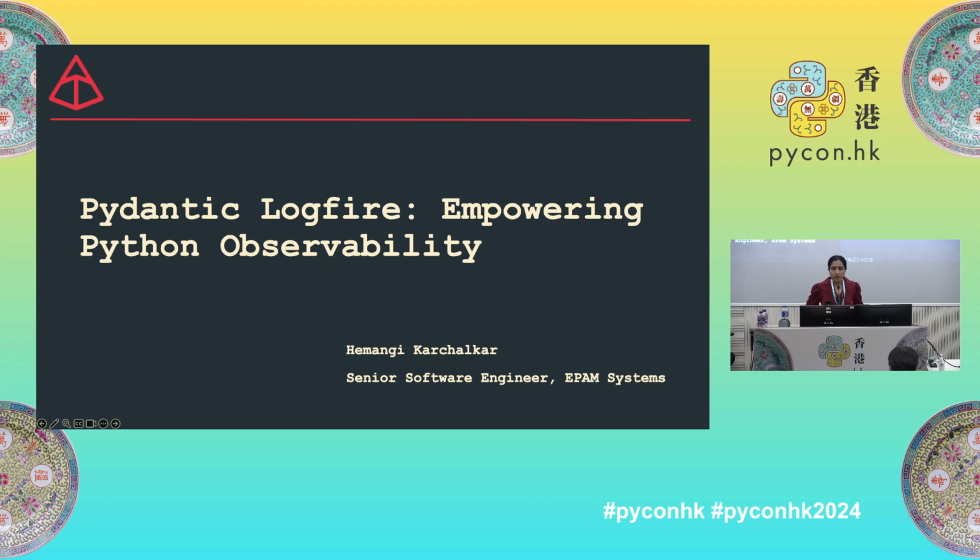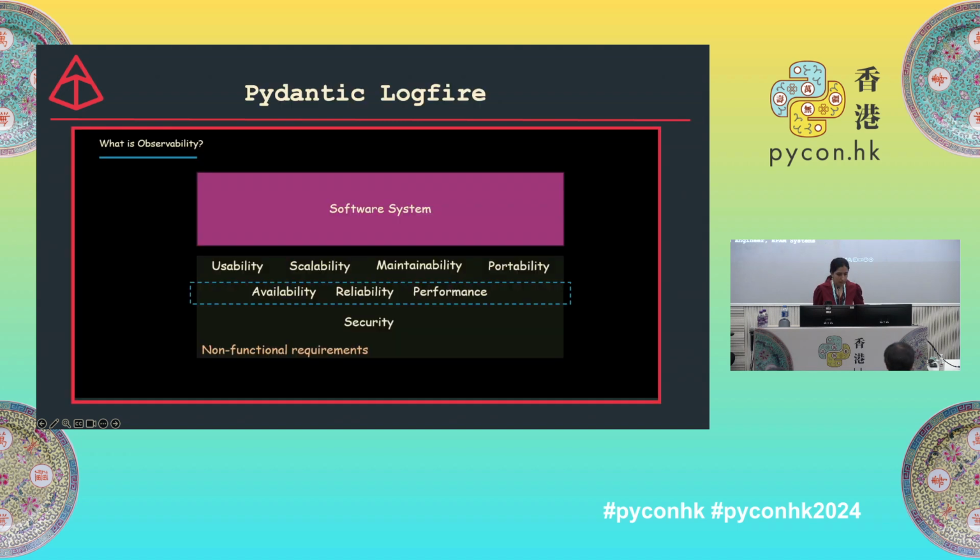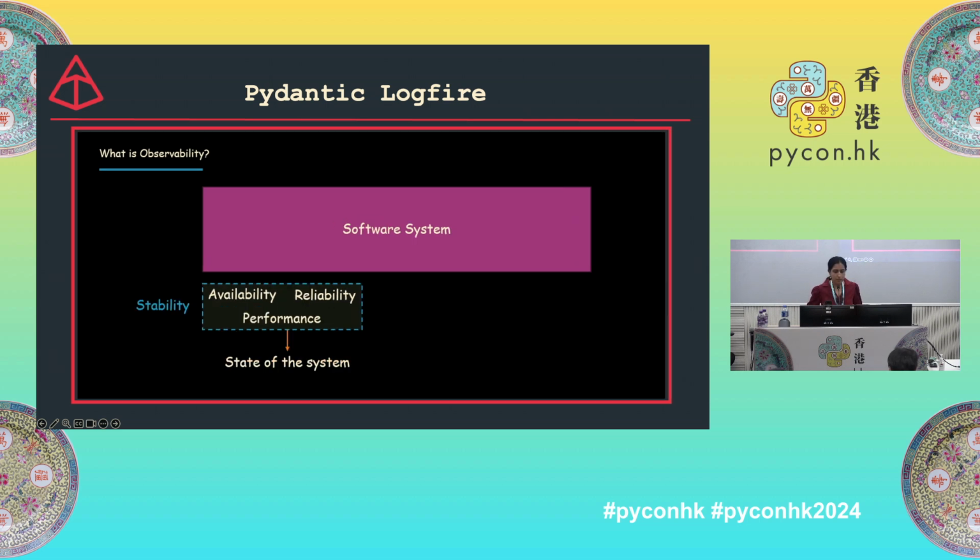So if you look at the heading, you will see it talks about a word named observability. Let's try to understand what observability is. Let's say we have a software system that we need to manage, and a well-defined software system has various non-functional requirements like availability, performance, and reliability. These three aspects together make the state of the system.